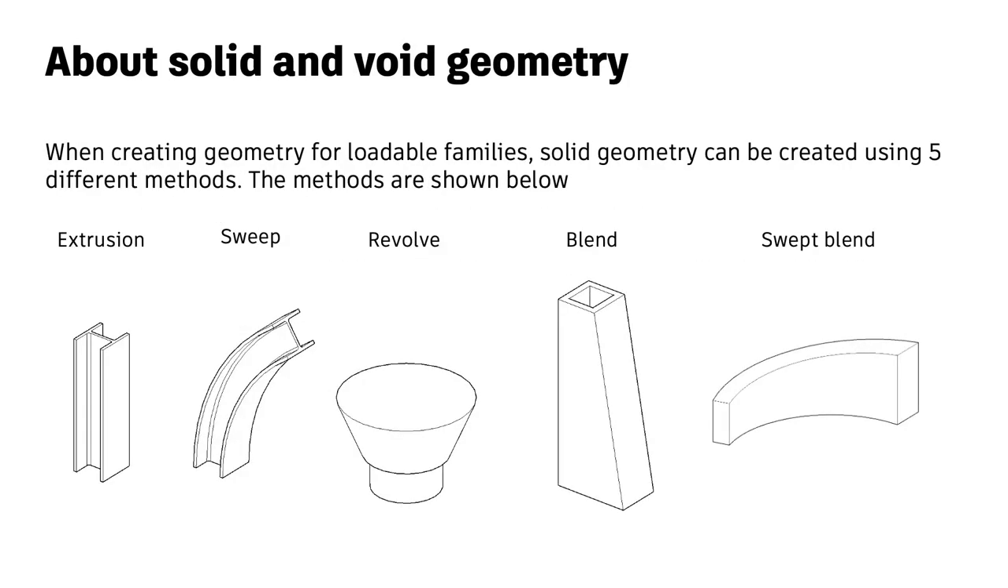There are 5 different methods to create solid and void geometry within the family editor. These range from a simple extrusion to complex shapes formed from blends and swept blends. The most common types for structural families tend to be extrusions or sweeps. An extrusion simply takes a profile and extrudes it upwards. However, a sweep takes a profile and allows you to sweep it down a complex path.